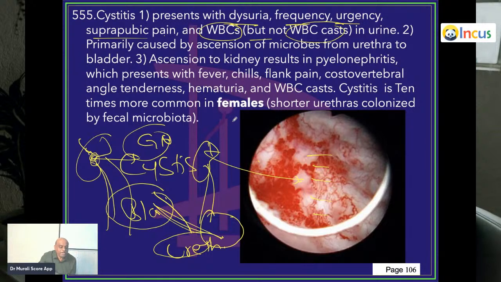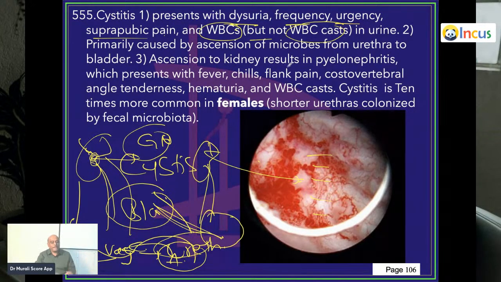And why do you get cystitis? Commonly from urethra to bladder. Typically in the case of females, the vagina and anus are closer to each other. So all the anal soiling will cause the infection to enter vagina and easily go to urethra to bladder, leading to cystitis. And from the bladder, it can go to the kidney and lead to the development of pyelonephritis. Cystitis can go to pyelonephritis.